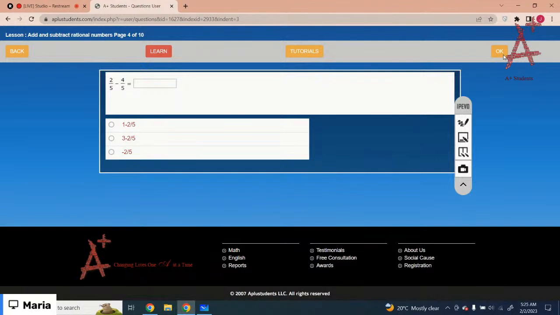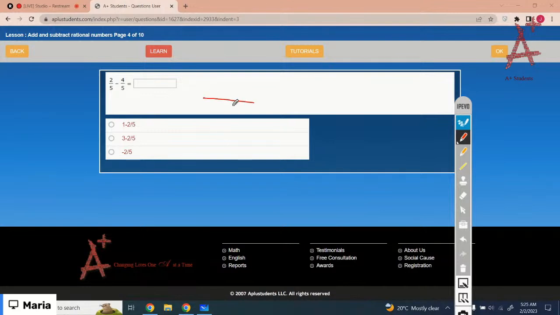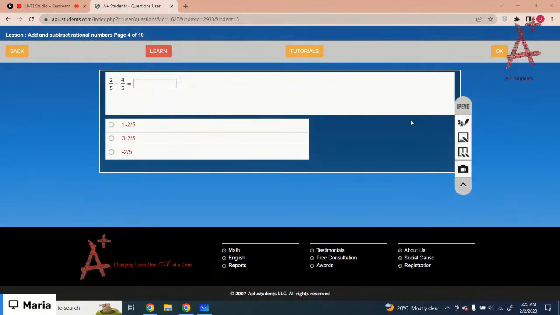Okay, the next one is 2 over 5 subtract 4 over 5. So they have the same denominators. Just subtract their numerators. So 2 take away 4 is... they have the same denominators, so you have to subtract their numerators. Got it? So you are subtracting a greater number from a smaller one, so the answer must have a negative sign. So the correct option is negative 2 over 5. Just select the correct option and then click on the OK button. The correct option is negative 2 over 5.